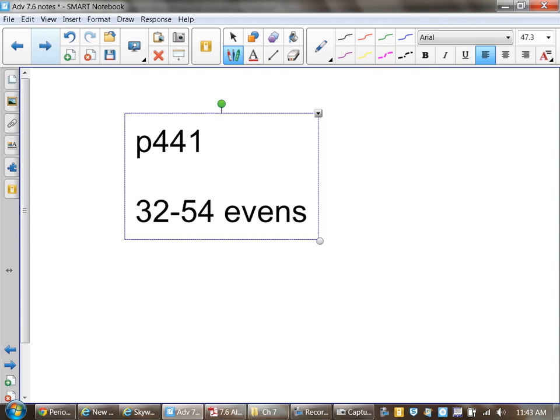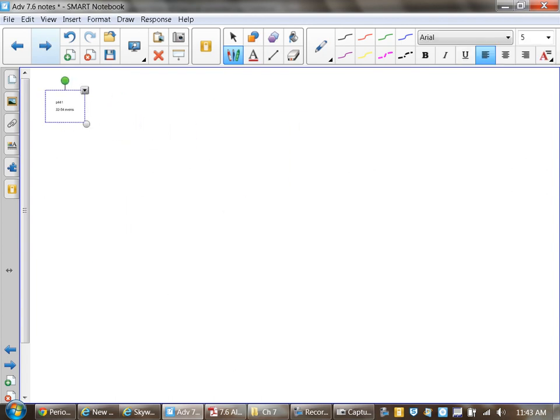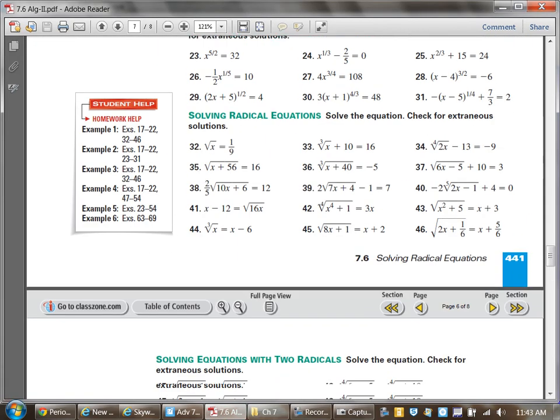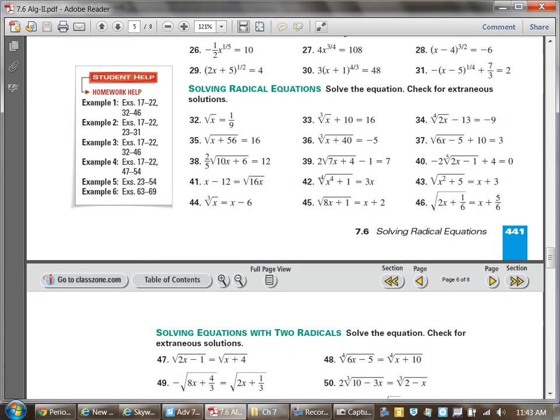Now, I am not doing this. I'm changing it up a little bit because, like I said, we're going to be gone. It's on 7-6, so it starts on page 441.